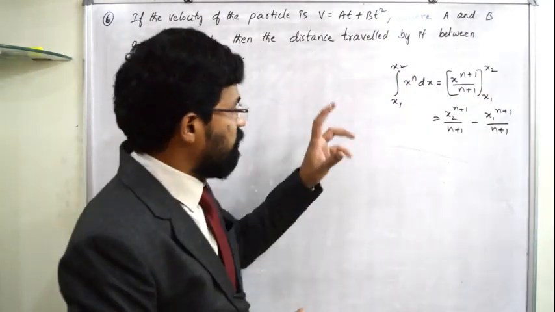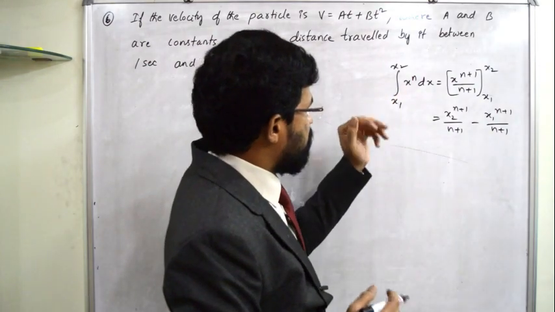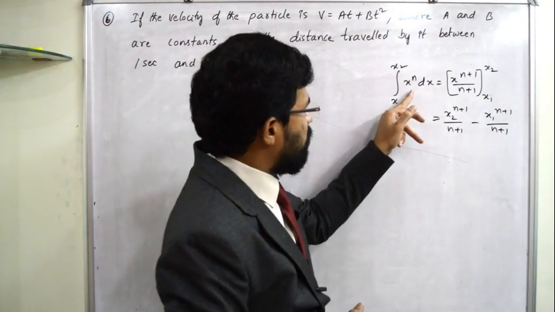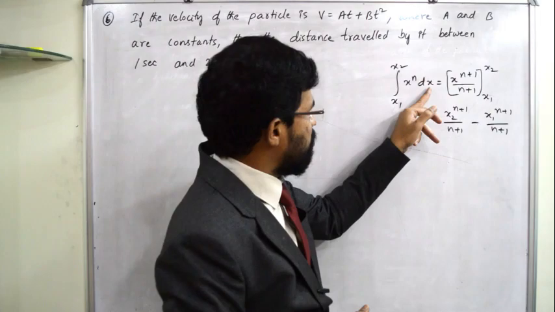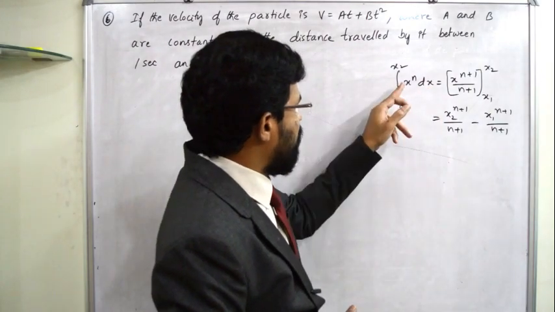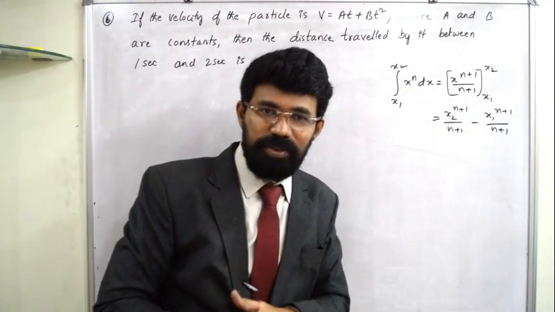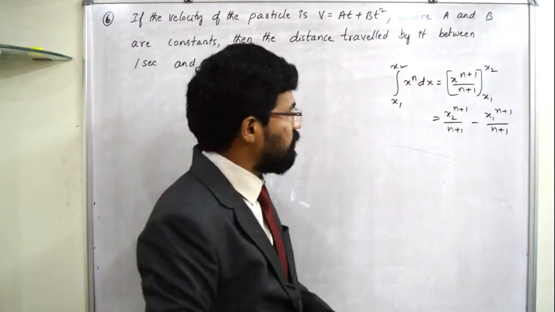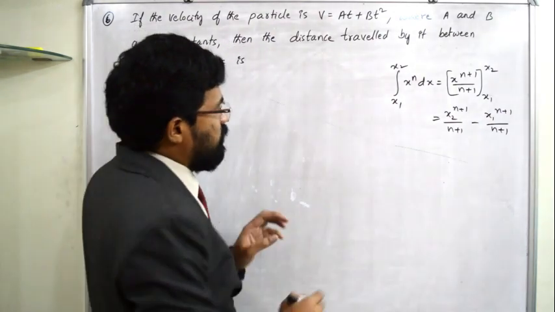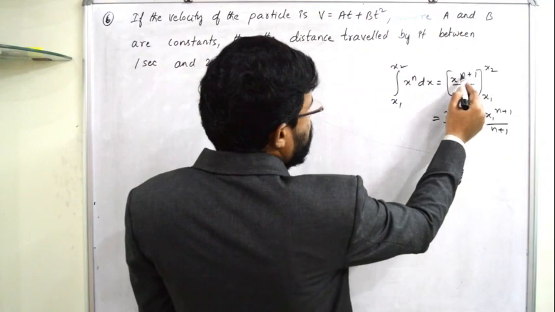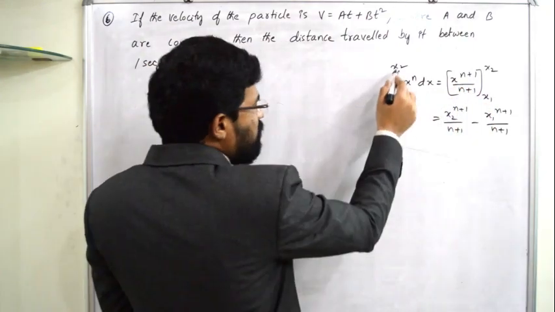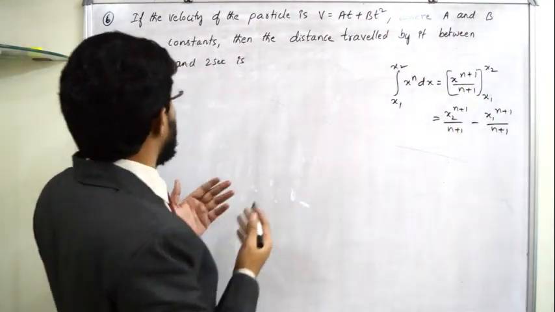If any function is given and you are supposed to integrate that, you have to write that function here, and with respect to what you are integrating, with respect to x. This is the formula which is frequently used to deal with the integration tool in physics. So integral x power n dx can be written as x power n plus 1 by n plus 1. If limits are there, what are the limits?